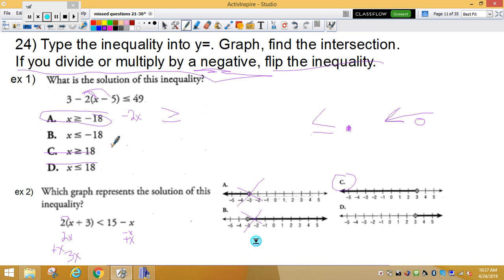Let me graph this one for you just to refresh our memories. So this circle would be at negative 18. This one does have the line under it, so you would shade it in. It'd be a closed circle. And again, if you made it into an arrow, it points left, so you would shade left.